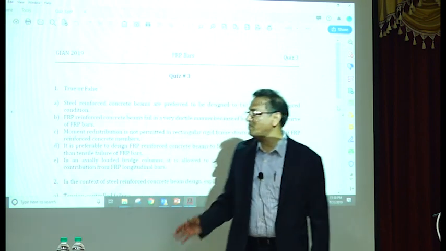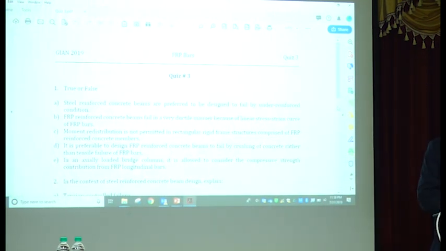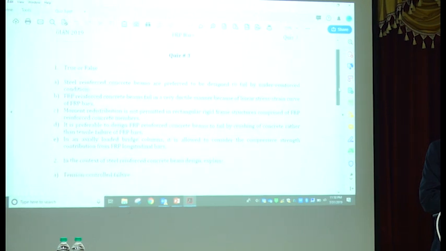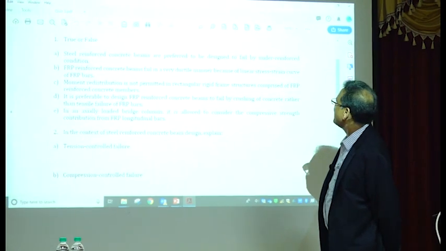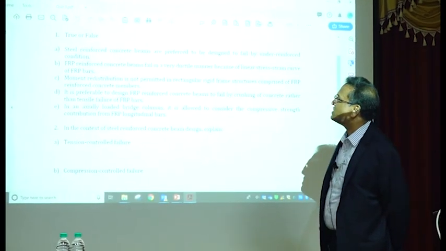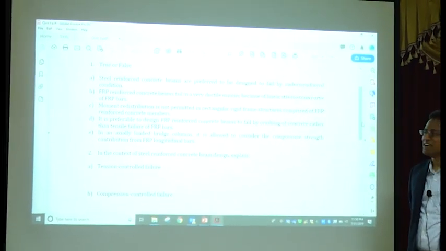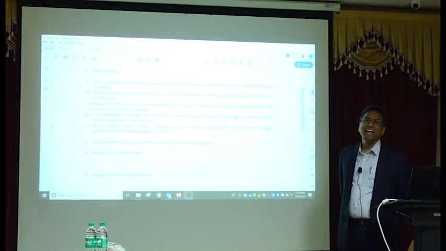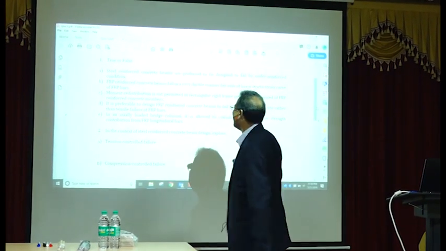Excellent. So we'll go over this quiz just quickly. True or false? Steel reinforced concrete beams are preferred to be designed to fail by under-reinforced condition. Yes. I think this is too basic for you. I should have made it very difficult, but then I can't answer it myself. So what's the point?